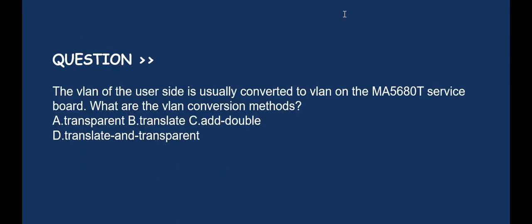The next question is, the VLAN of the user side is usually converted to the VLAN on the MA5680T service port. What are the VLAN conversion methods? Option A, transparent. Option B, translate. Option C, add double. Option D, translate and transparent. The correct answers are option A, B, and C.